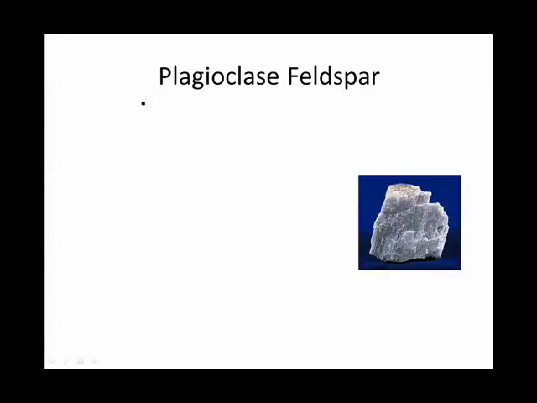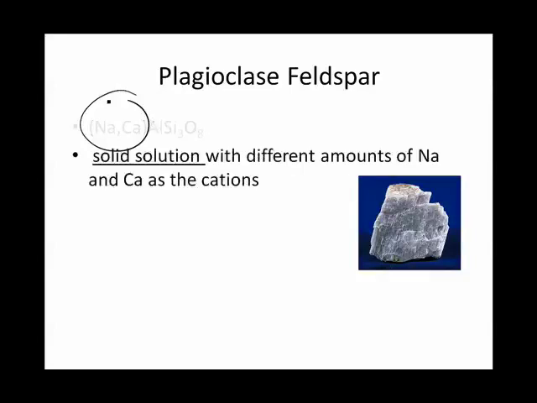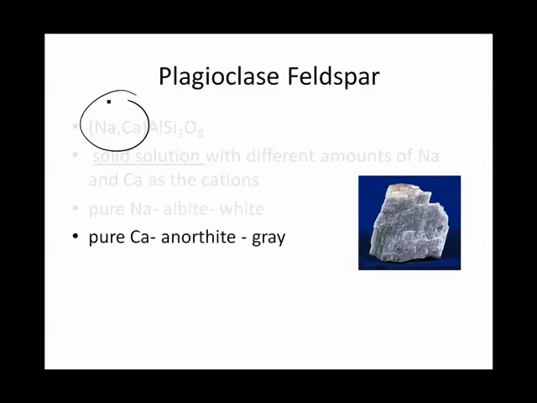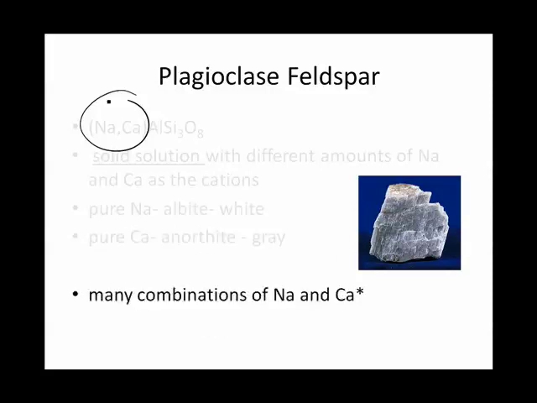Another important feldspar is a plagioclase feldspar. Instead of potassium, we have either sodium or calcium. Once again, this is a solid solution with different amounts of sodium and calcium depending upon the specific kind of feldspar. If, for example, it's only sodium, you have an albite or a totally white feldspar, and if it's all calcium, you have anorthite, which is gray. But there are many combinations of sodium-calcium in between, giving us many other flavors.